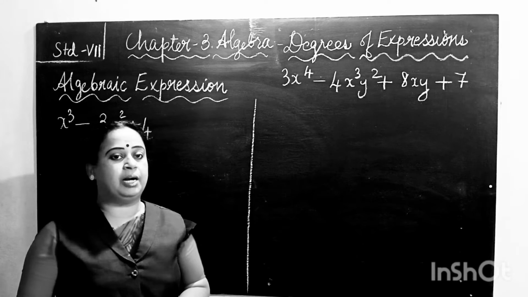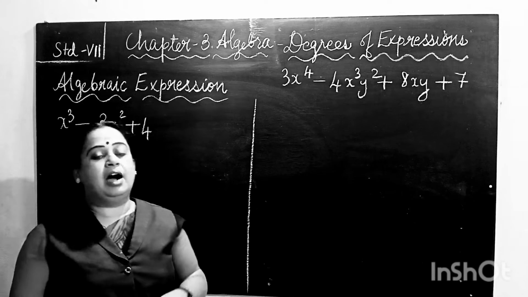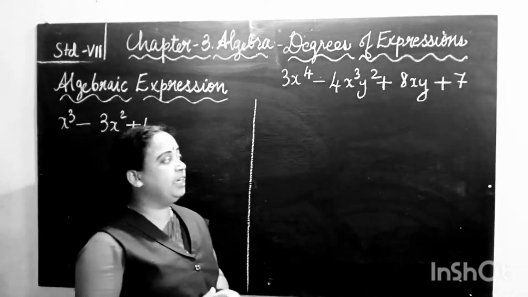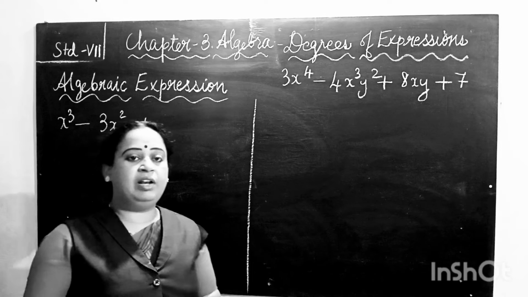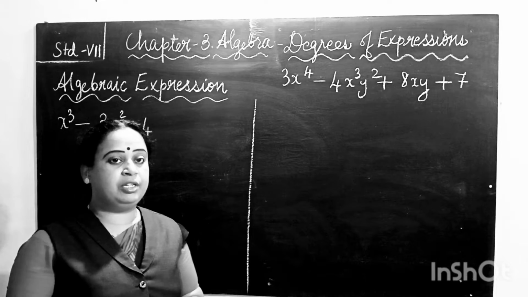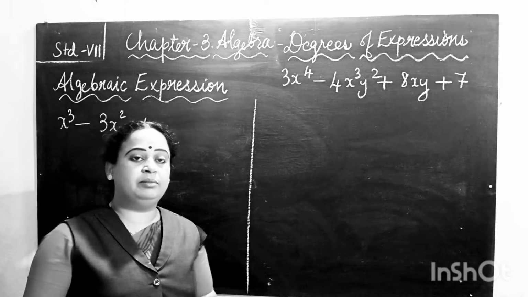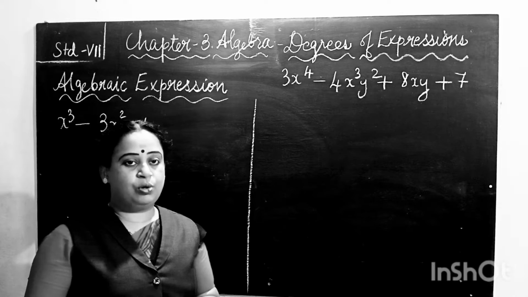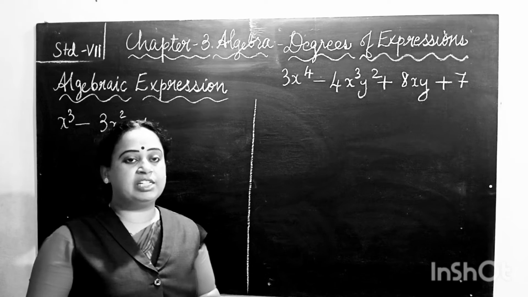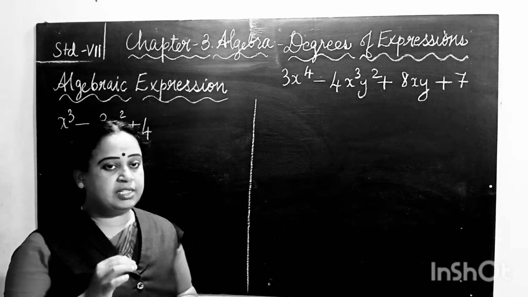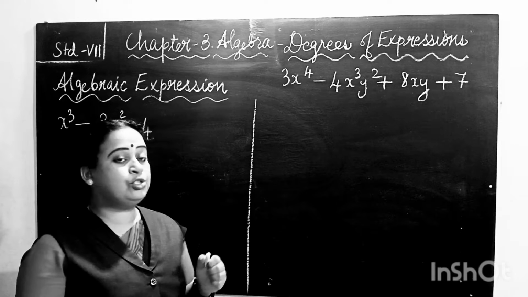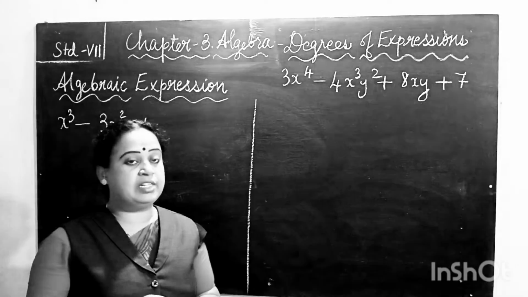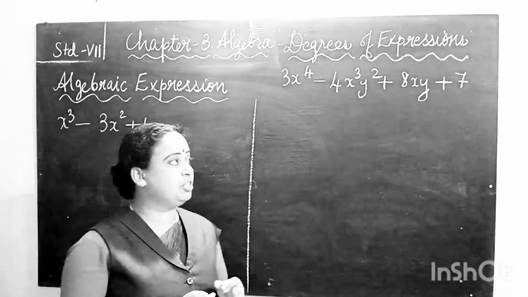Let us continue with the chapter 3 algebra. In this session we are going to study another new concept, degree of expression. We know what an algebraic expression is. In the previous term, in the algebraic unit, we studied what a variable is and what a constant is. Likewise, we understood algebraic expression. Now we are going to study the degree of an algebraic expression, and we'll see how to find it.